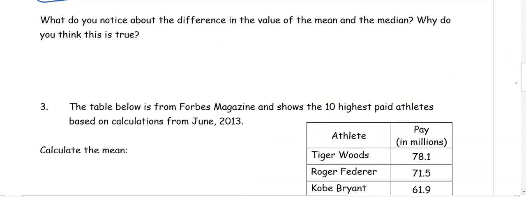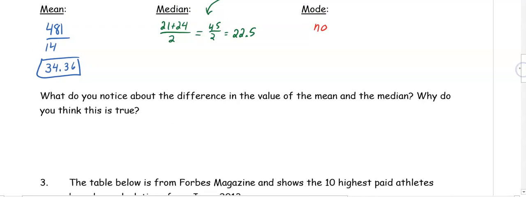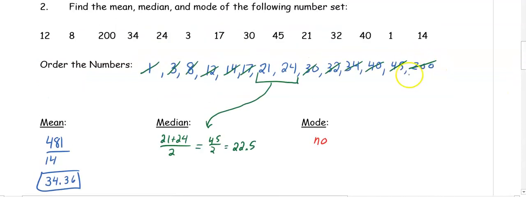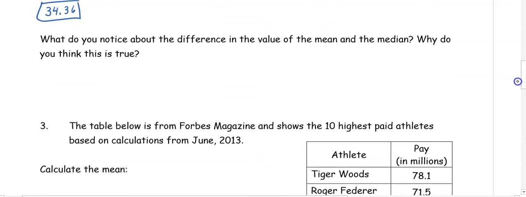So in this case, what did we notice about the median and the mean? The mean is a lot higher than the median. And the reason is because of that big number, 200, in our set. Okay, so our mean is a lot higher than our median because of the 200 number.